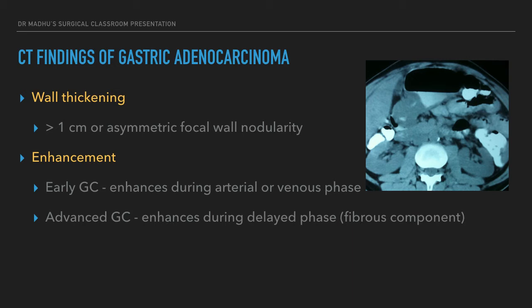Coming to enhancement, what happens during the contrast injection? In a patient with early gastric cancer, the enhancement occurs during the arterial or venous phase due to the vascularity of the tumor. In patients with advanced gastric cancer, the enhancement happens during the delayed phase or the equilibrium phase. This is due to the fibrous component of the tumor resulting in a delayed enhancement. So early gastric cancer enhances early, advanced gastric cancer has a delayed phase contrast enhancement.